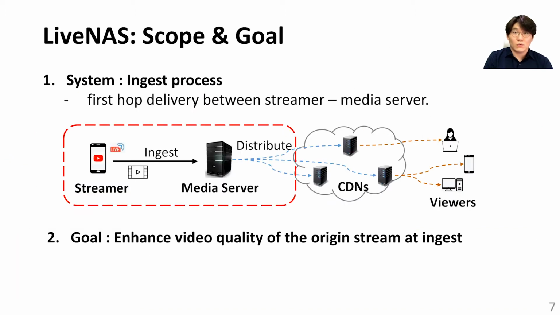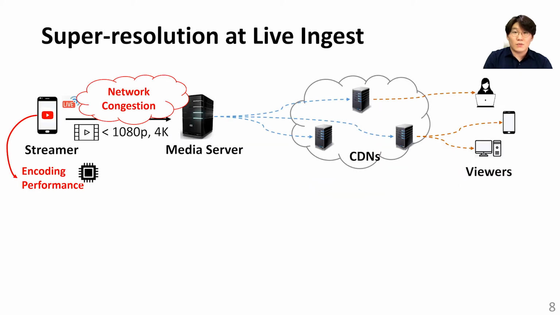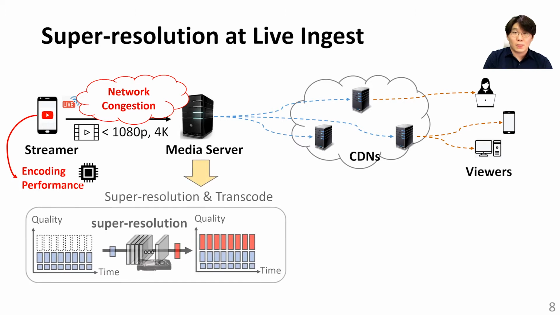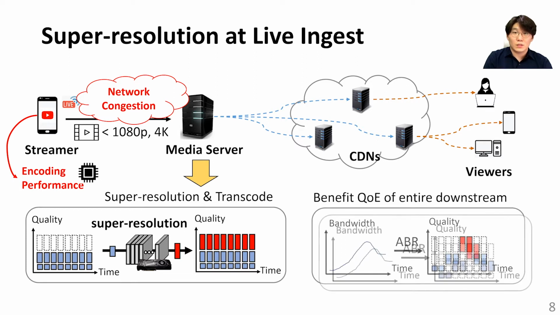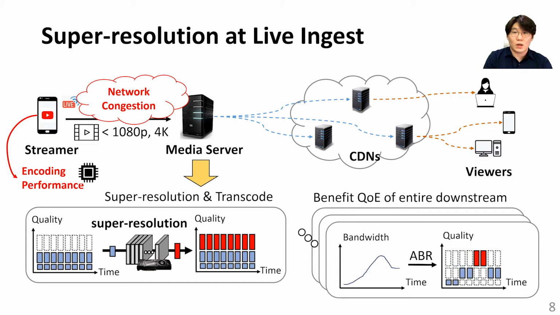Therefore, in this work, we focus on the first hop delivery between the streamer and the media server, namely the ingest, and we propose a new live ingest framework called LiveNAS that aims to enhance the video quality of the origin stream at ingest. By leveraging the computing power at the ingest server, LiveNAS applies super resolution on the original stream at the ingest side before its distribution to the end viewers. Since the high-quality video is now available at the media server, this enables thousands of viewers to download high-quality live stream if they have enough bandwidth.